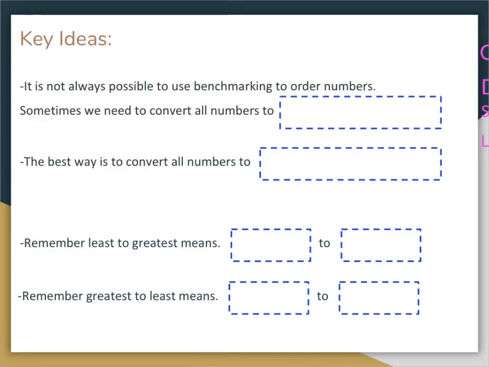So here we've got some key ideas. Remember, it's not always possible to use benchmarking to order numbers. Sometimes we need to convert all the numbers into one form. And the best way to convert all numbers is to decimals. Remember that the only way to get from fractions to percents is a decimal. So since you have to go through the decimals no matter which way you're going, decimals is the common number type that we are going to use.